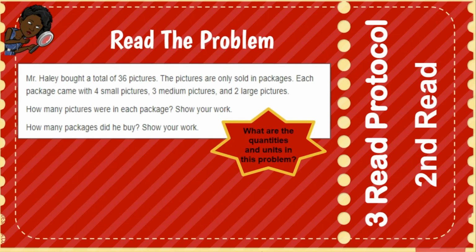Now I want to think about what the quantities and units are in the problem. Remember that quantities are the numbers and units are what's being counted. So in this problem, we see the quantity of 36 representing the total number of pictures. The quantity of 4 represents the small pictures. The quantity of 3 represents the medium pictures. And the quantity 2 represents the large pictures.